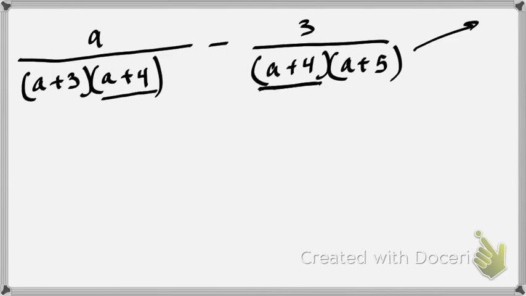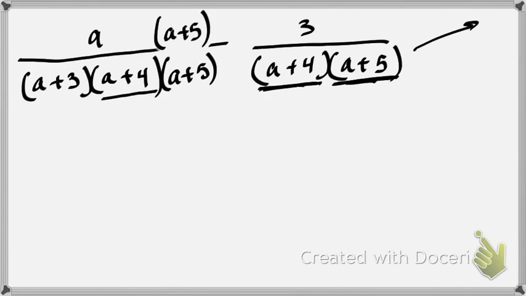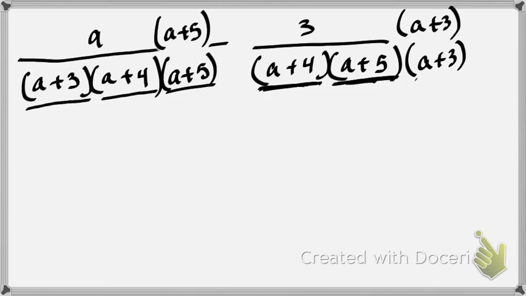What does the right side have that the left side does not? And that is an a plus 5. So we're just going to add that by multiplying, just like we did on simple ones with numbers. And we're going to multiply the top by that same factor, because this is just a fraction. Whatever I do to the top, I've got to do to the bottom. And we're going to do the same thing on this side. They both have a plus 4s and a plus 5s, but now this left side has an a plus 3 that the right side does not. So we're going to multiply the top and the bottom by a plus 3.